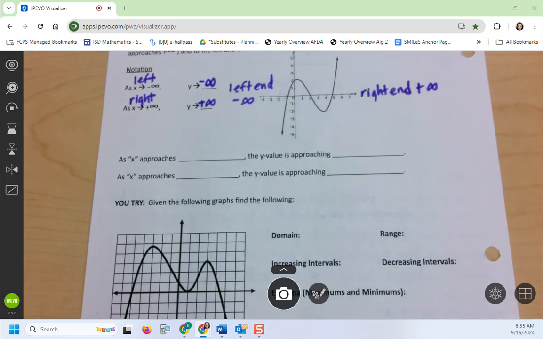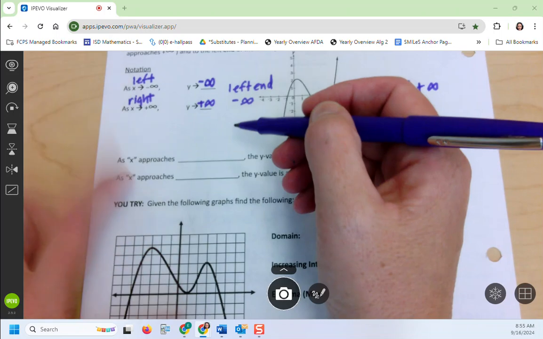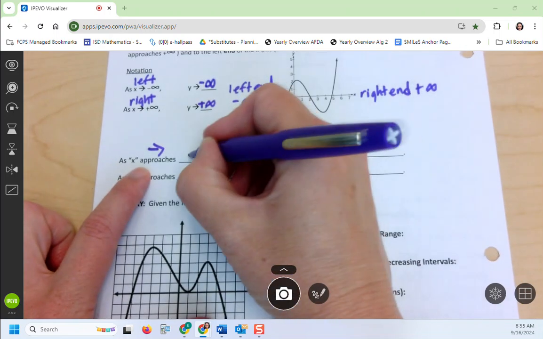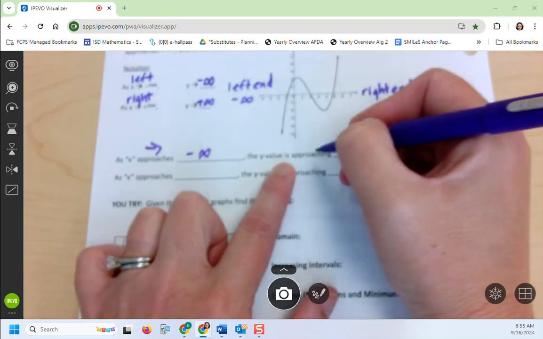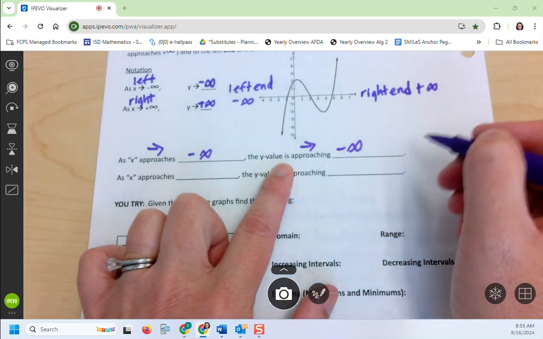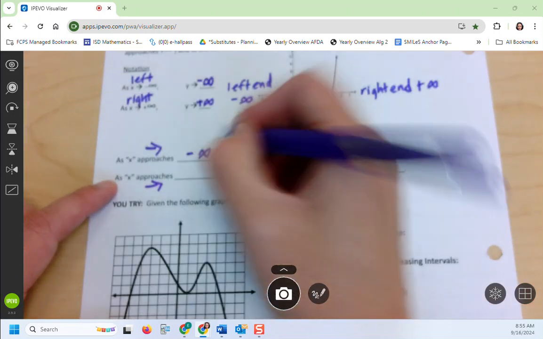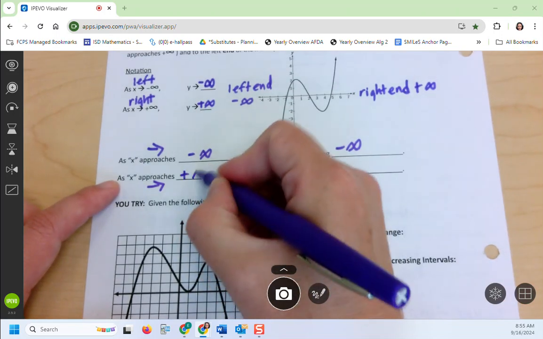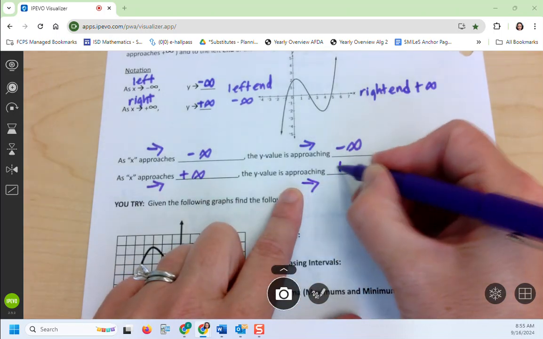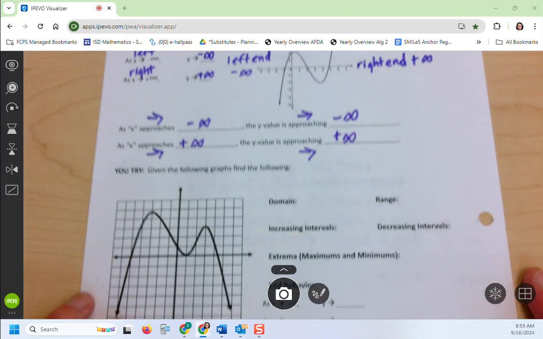All right, and so this is saying the same thing. This is just reading it out to you. The arrow means approaches. So as x approaches negative infinity, the y value is approaching negative infinity, because we can't actually get to it. As x approaches positive infinity, the y value is also approaching positive infinity. That's what the arrow means, is approaching.